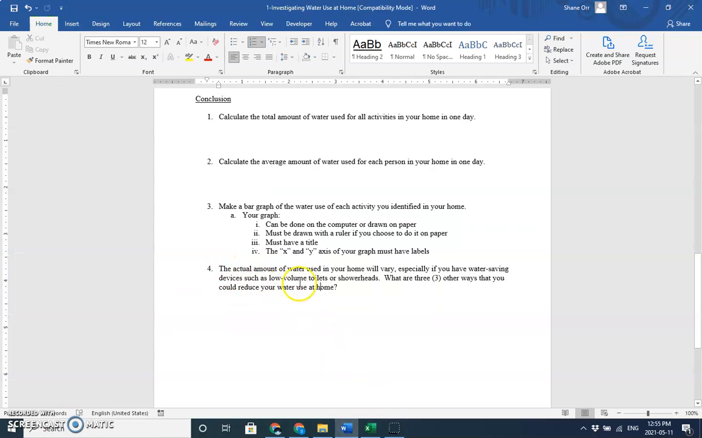And then the last question here is just saying that there are different ways that homes can save water. So for example, like low volume toilets or shower heads and things like that. I want you to come up with 3 other ways, not including these 2 here that are listed as examples. 3 other ways that you can reduce water in your home. And you can just list those down below. Once you've got all of this assignment complete, then you can upload all of these components to Google Classroom and click Submit.